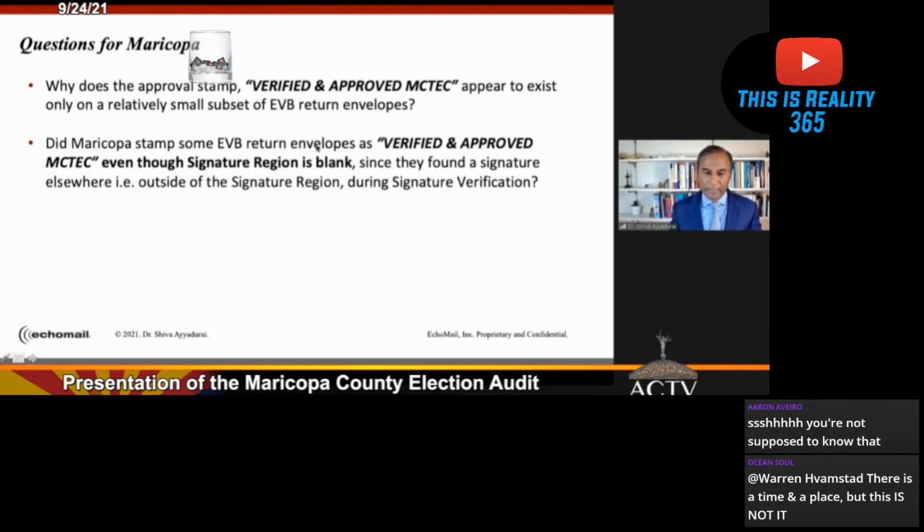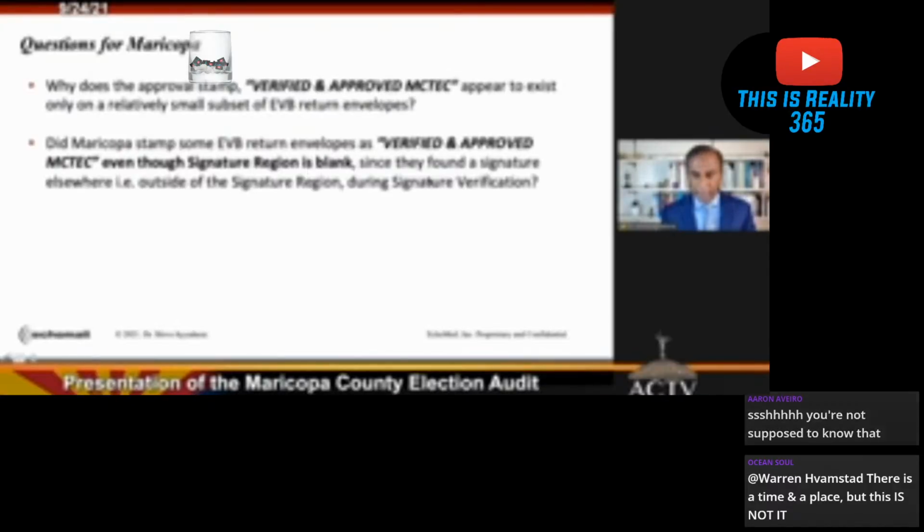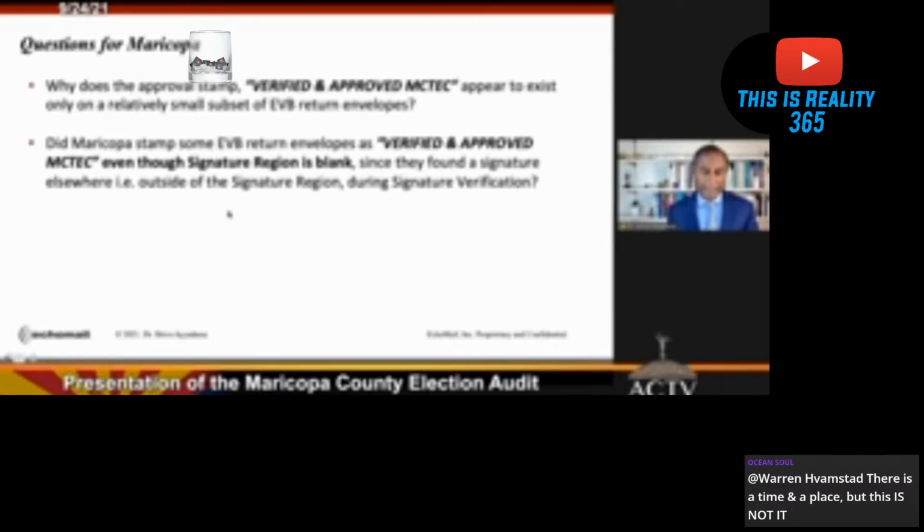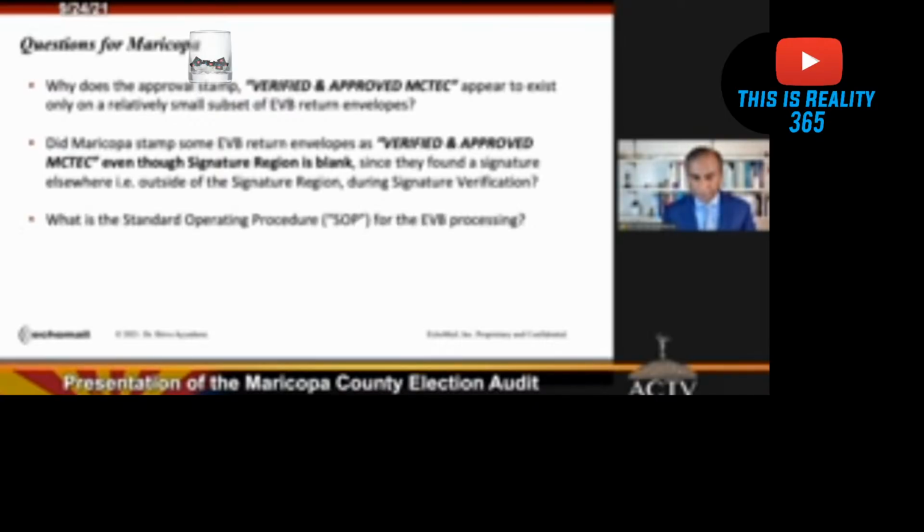The other thing is, did Maricopa stamp some EVB return envelopes as EVB approved, even though the signature is blank, since they found a signature elsewhere? And that would be good to know. How did they do that? What is the adjudication process?